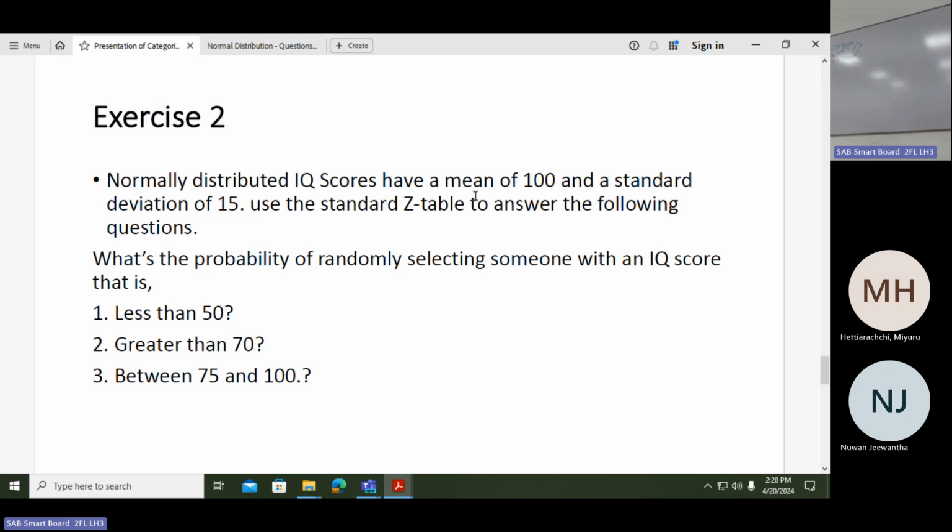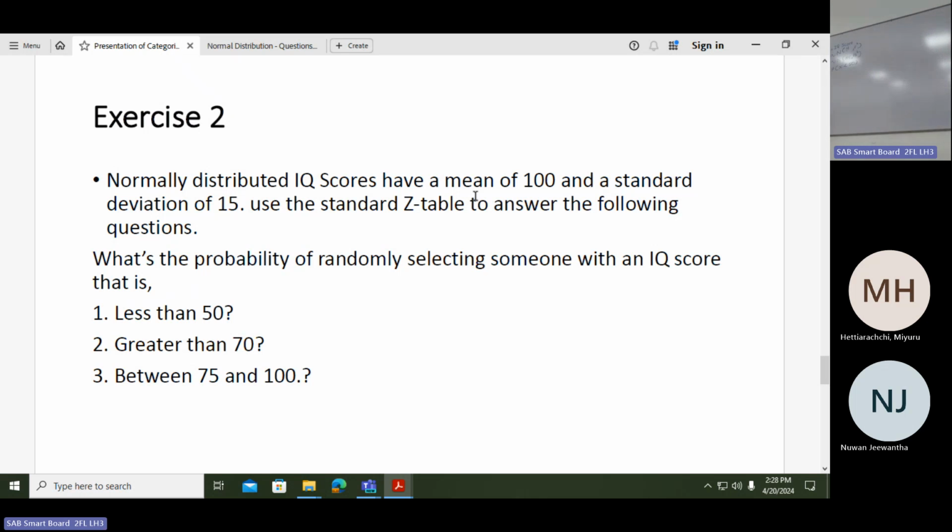What is the probability of randomly selecting someone with an IQ score that is less than 50? Then we write what is asked in this question. Probability of IQ score, defined as the x number, X is less than 50. X value less than 50.